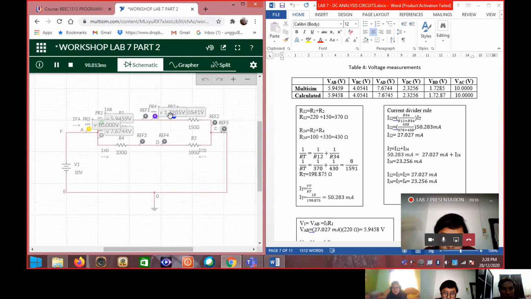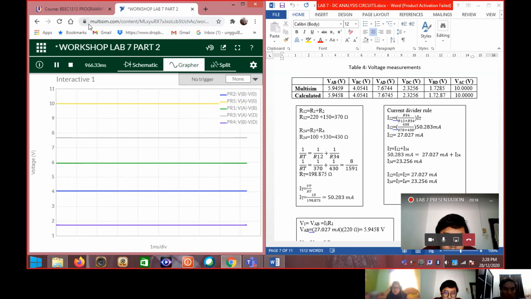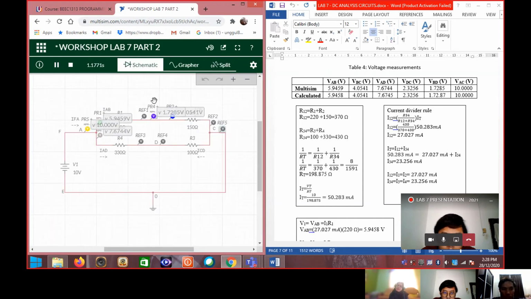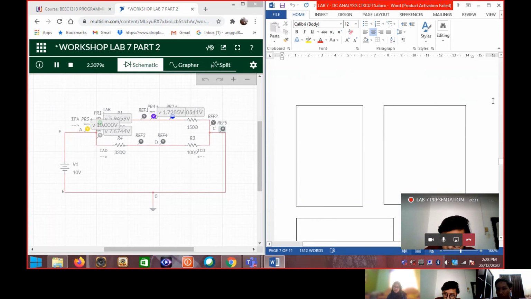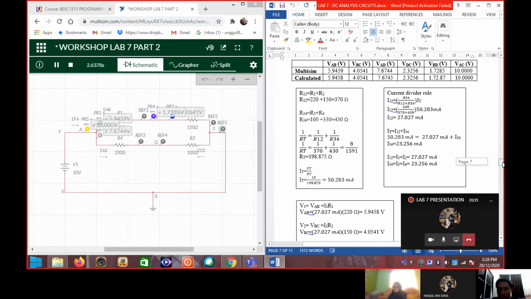This is the value for each voltage difference needed. And if we calculate it manually using the theory, we also get this value.